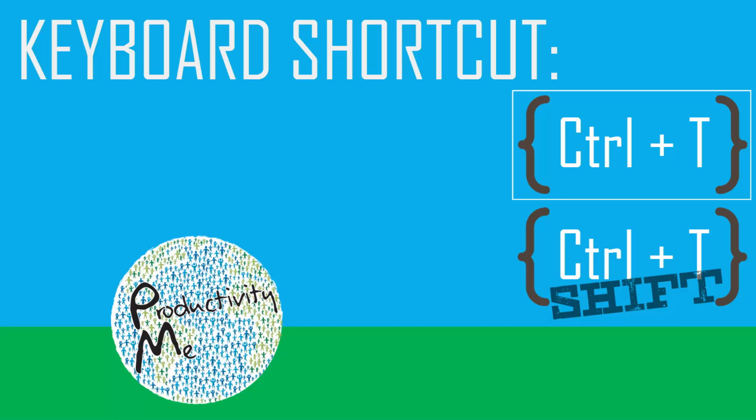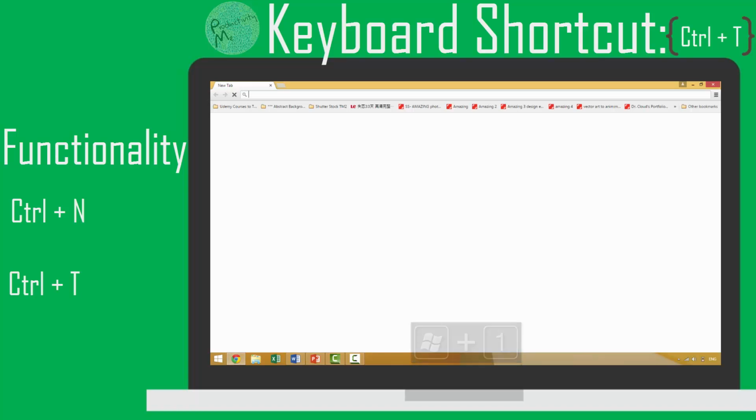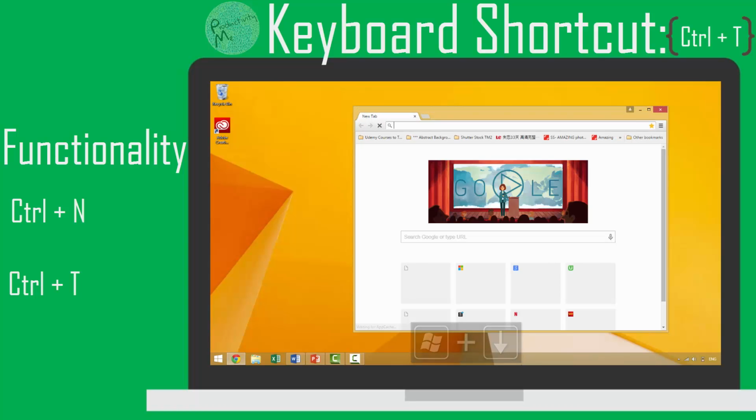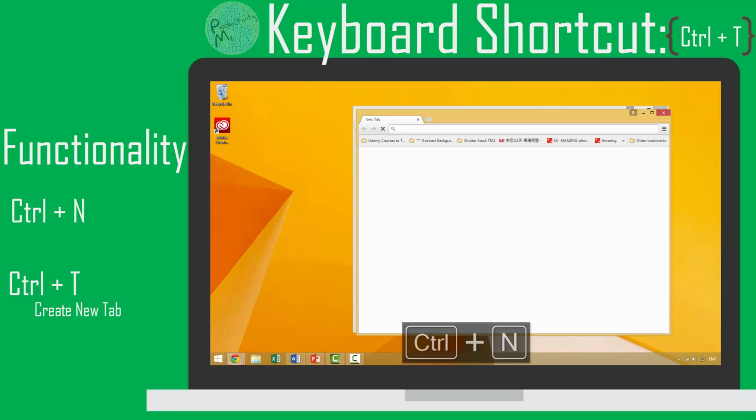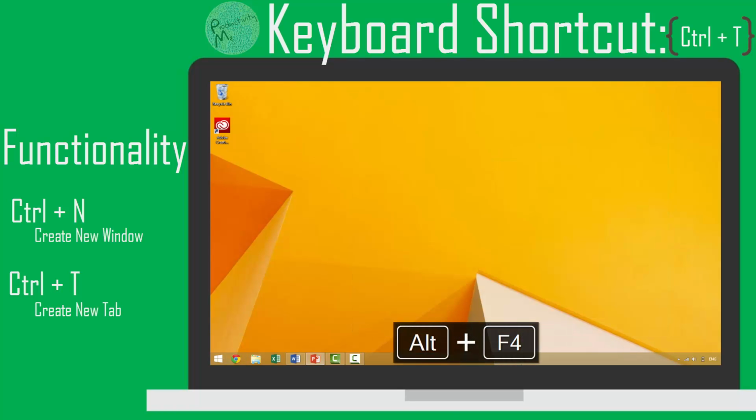First, let's look at Ctrl-T. When used in the context of an internet browser, Ctrl-T's functionality is nearly identical to that of Ctrl-N. The difference between that of Ctrl-T and Ctrl-N is that Ctrl-T will launch a new tab, not a new window. So let's look at an example of how Ctrl-T is used.